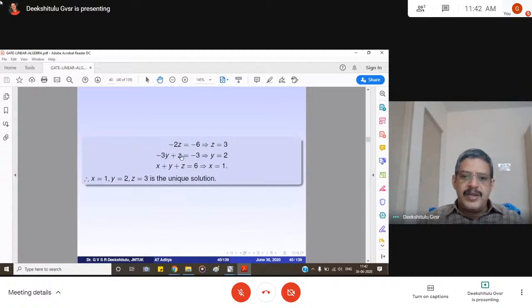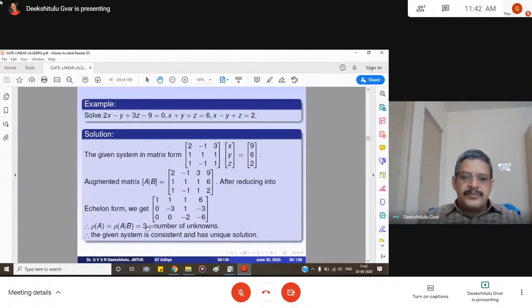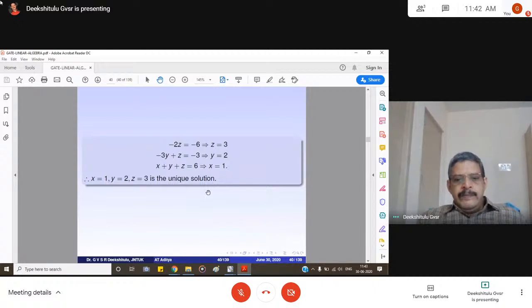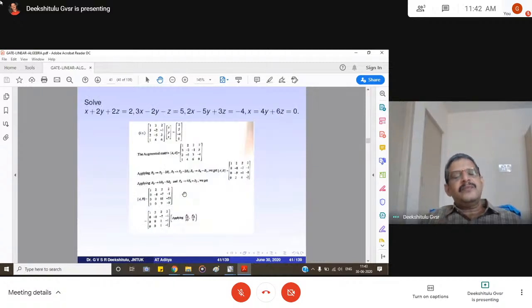Substitute z is equal to 3 here, and we get y is equal to 2. The first row is x plus y plus z is equal to 6. Put y is equal to 2 and z is equal to 3 in this, and we get x is equal to 1. That's how we get the solution.